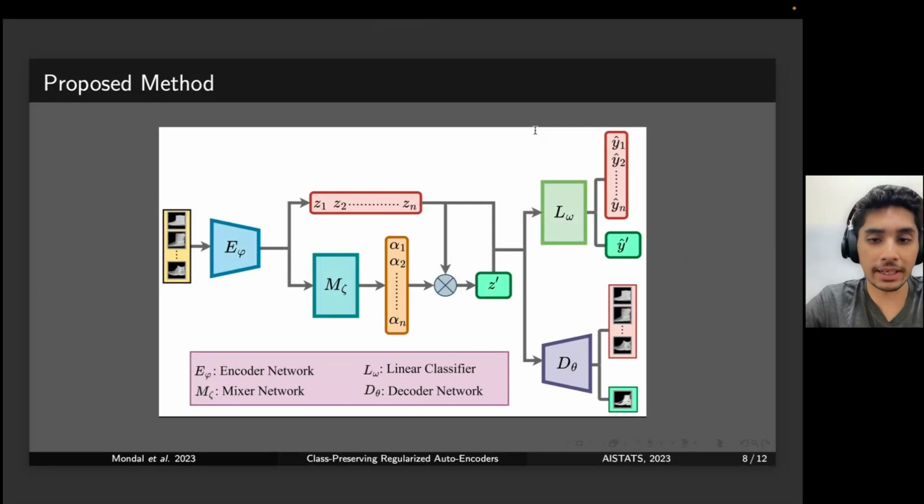Then the original embeddings zi's and z dash are passed through the linear classifier L_W, and the class of z dash is fixed to be the same as that of the zi's. Further, we also use a decoder d theta to ensure that z dash corresponds to a visually similar looking image as that of the inputs.